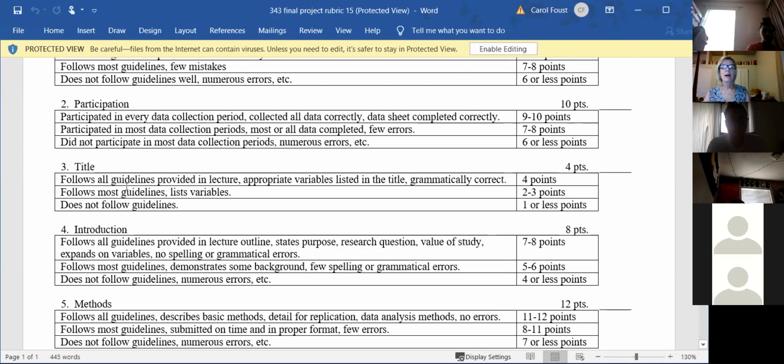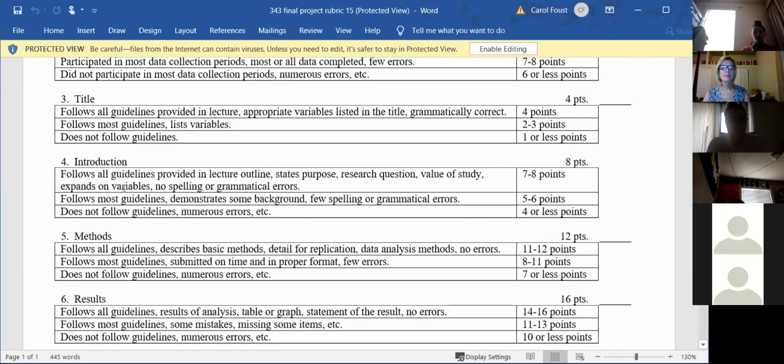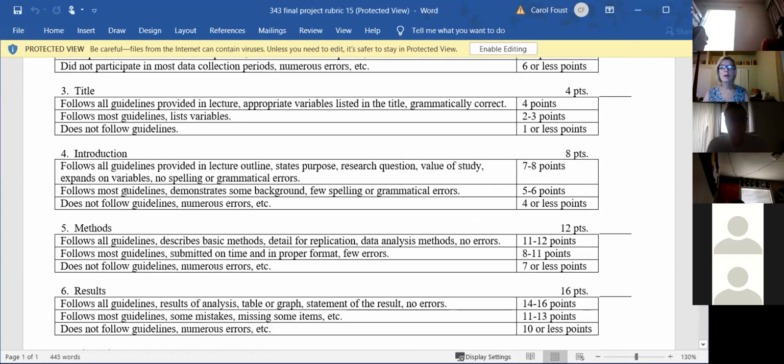The title is 4 points. If you've got your variables and the population and they match up with your hypothesis, and that matches up with the test you did, all of that has to match up. If your title matches up with that, you'll get all the points. Your introduction is where you say the purpose of your study, and that has to match up with your title and with your design.